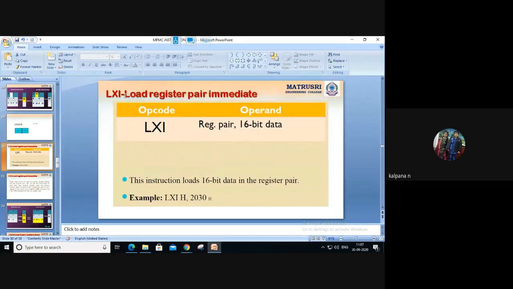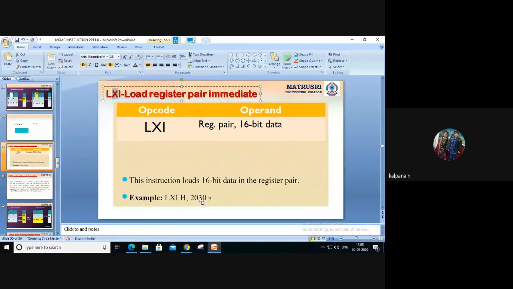Next one is LXI. Here this LXI is Load register pair. Wherever there is an X in an instruction, that X means the instruction consists of a register pair. So, LXI. I means immediate, always. So LXI means load the register pair with the immediate 16-bit data. For example, LXI H comma 2030.